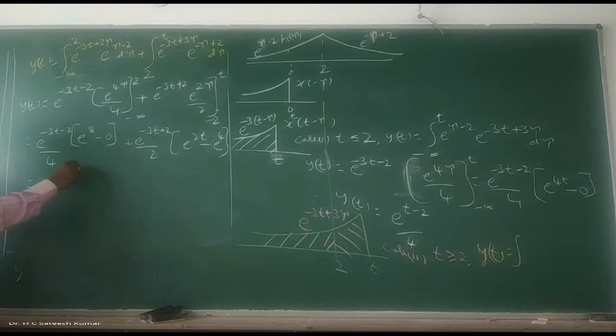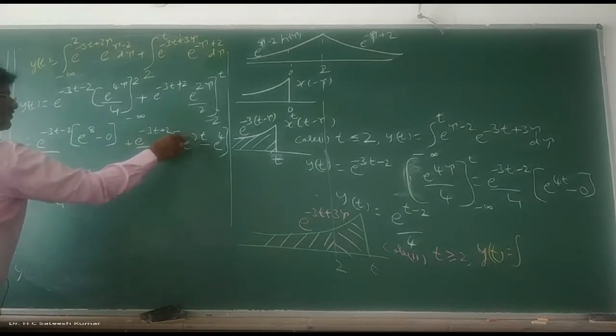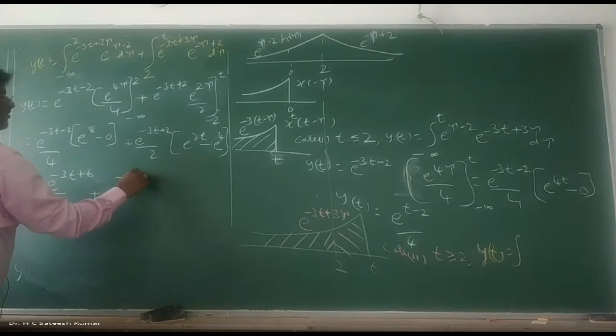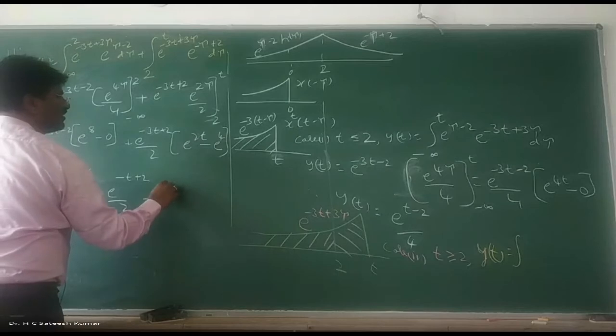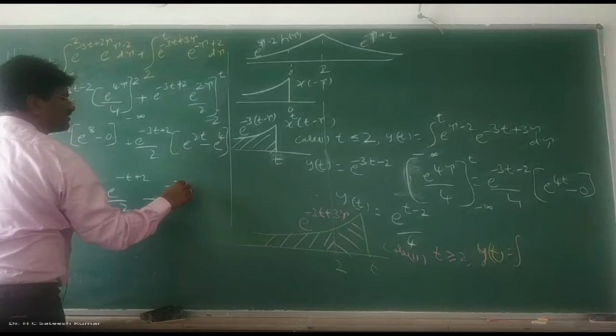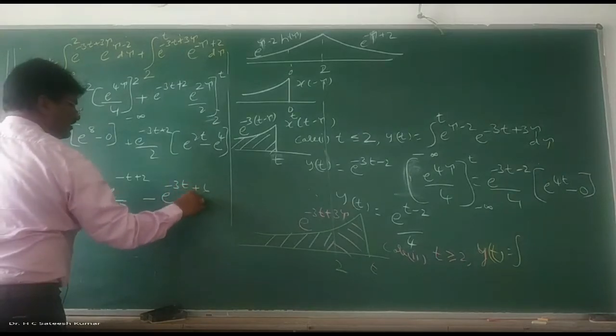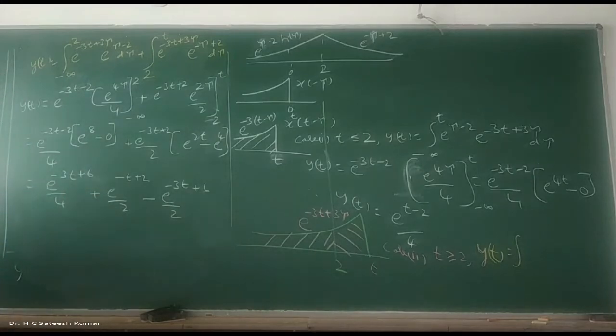e to the power of minus 3t, e to minus 2, e to the power of 8. Minus 2 plus 8 means 6. Plus 6 divided by 4, plus e to the power of minus 3t plus 2 times e to the power of minus t plus 2, divided by 2, minus e to the power of minus 3t plus 2 plus 4 is plus 6 divided by 2.